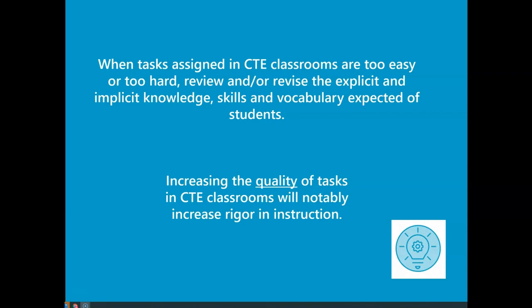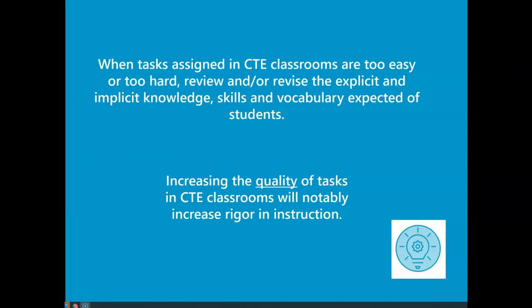This is a critical component of making sure that the students are the ones doing the thinking in the classroom, and that they are the ones who are actively practicing the skills that they'll need for either the next level of the CTE program of study or for the industry that they're going into upon graduation.